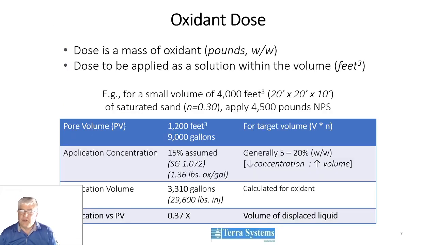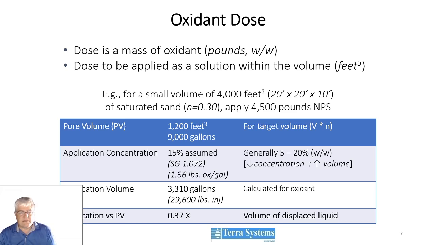So if we know the mass of oxidant in pounds on a weight basis, and we know the area we're trying to treat, or the volume we're trying to treat, I should say more precisely, you can start to look at, for that target area, how does that oxidant dose translate into what can be applied at a site. So we've picked a site, 4,000 cubic feet, which is 20 feet by 20 feet by 10 feet, or a pretty small area of a saturated sand, and we've calculated for our site conditions we needed 4,500 pounds of sodium persulfate.